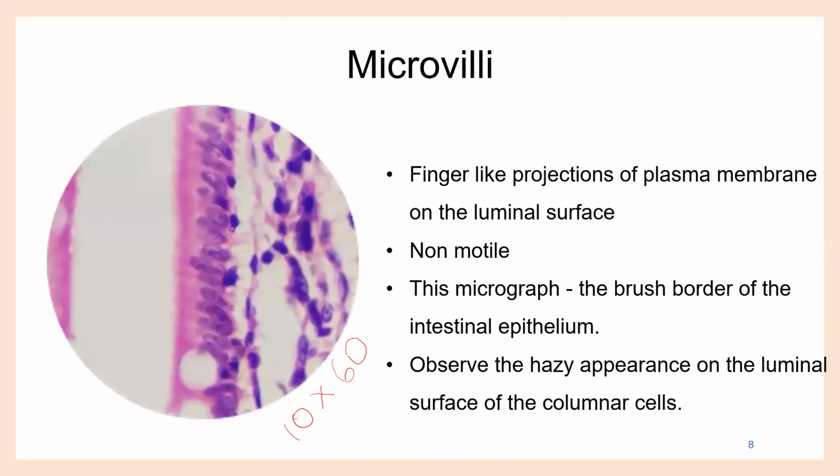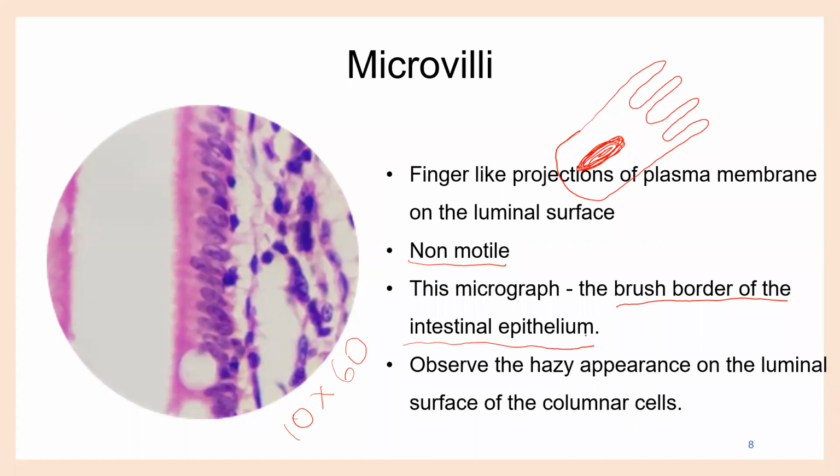Now this is very high power, 10 to the power 60, and you have finger-like projections of the cytoplasm, but you don't have the filaments. You don't have this base or filament, and these are non-motile. They cannot move. These are just there to increase the surface area of these columnar cells, and we call them the brush border. So this is the brush border of the intestinal epithelium, right?